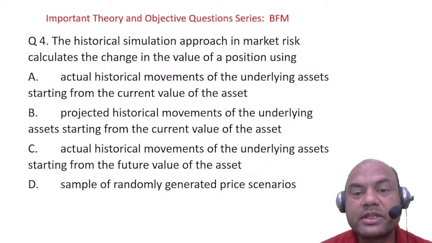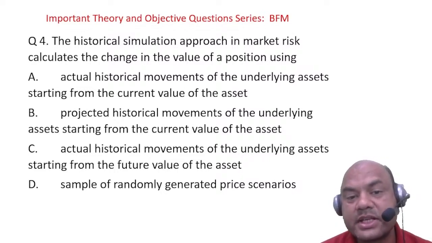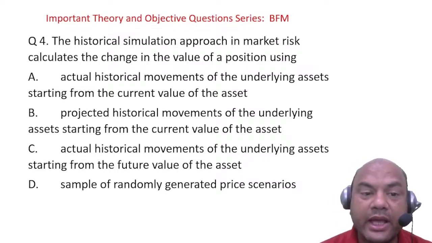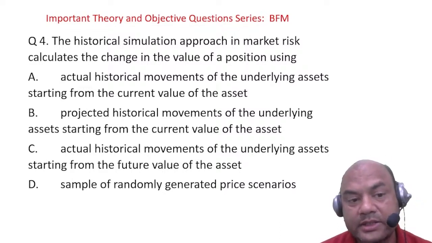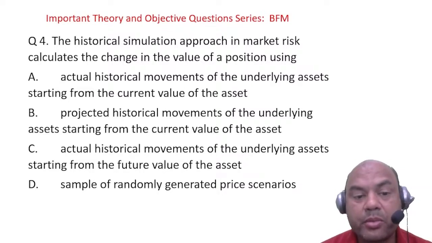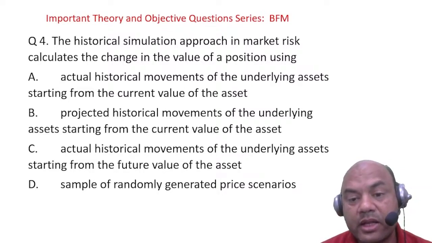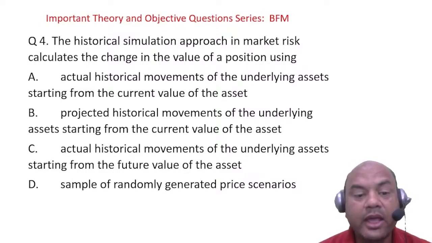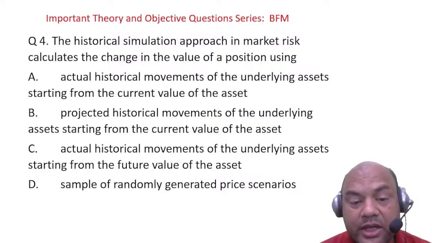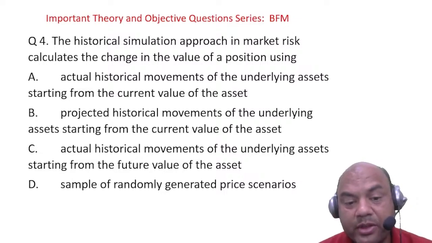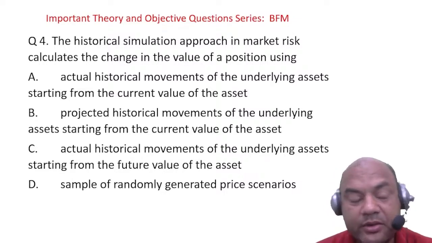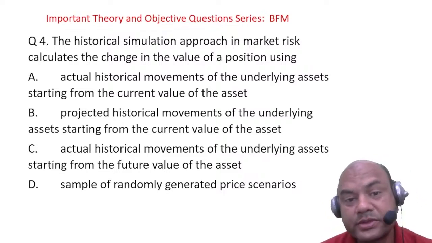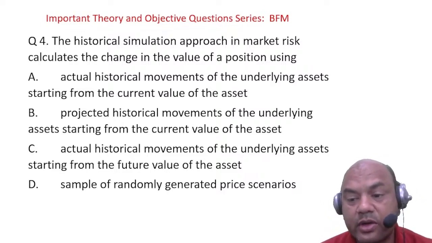The historical simulation approach in the market risk calculates the change in the value of the position using: A, the actual historical movements of the underlying assets starting from the current value of the asset. B, projected historical movements of the underlying assets starting from the current value of the assets. C, actual historical movements of the underlying assets starting from the future value of the assets. D, a sample of randomly generated price scenarios. Very confusing. Everyone think over it.